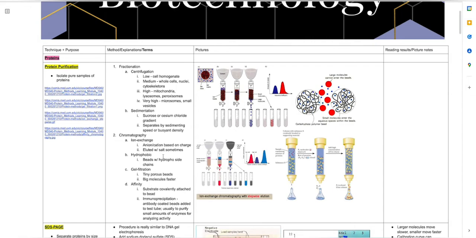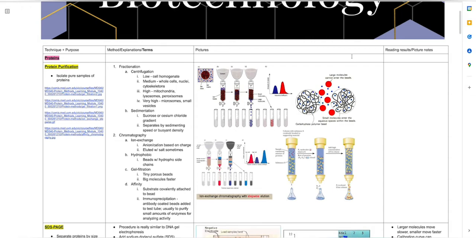And then third is gel filtration, which is basically based on size. So it's a little bit counterintuitive how this works because the bigger molecules actually move faster through the beads. You'd think that they move slower because there's more that can get in their way, I guess.